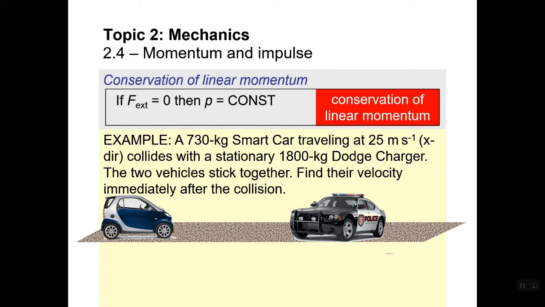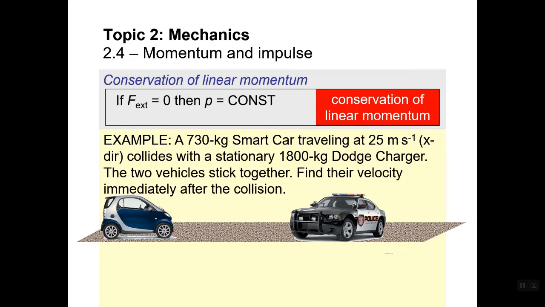Another example is a collision of cars. Conservation of linear momentum applies to all types of collisions, in fact also explosions. Here, a 730 kilogram smart car traveling at 25 meters per second in the positive x direction collides with a stationary 1800 kilogram Dodge Charger. The two vehicles stick together. Find their velocity immediately after the collision.